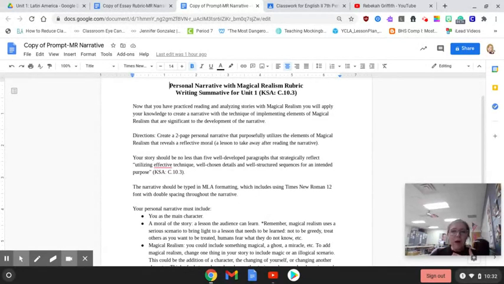So, it says utilize the elements of magical realism. So, what are the elements of magical realism that we have reviewed? One, magical realism includes elements that are illogical or that don't make sense in a normal setting. So, because this is a personal narrative, whatever setting you include in your narrative is a normal setting because it is something that has actually happened to you. So now you have to decide what is going to be the magical element that I include.